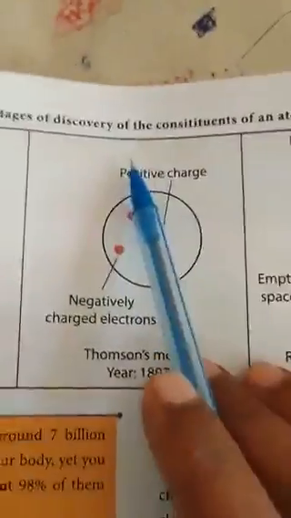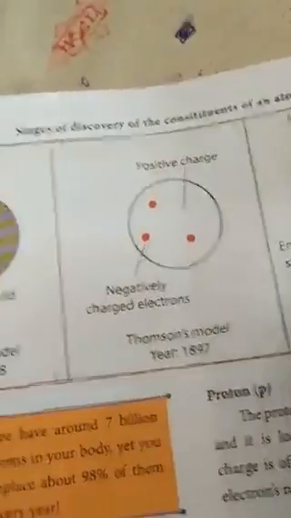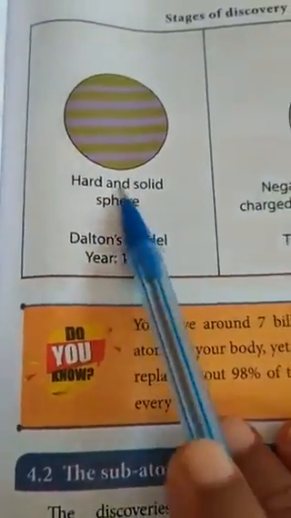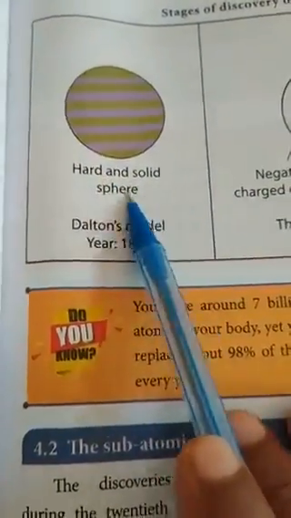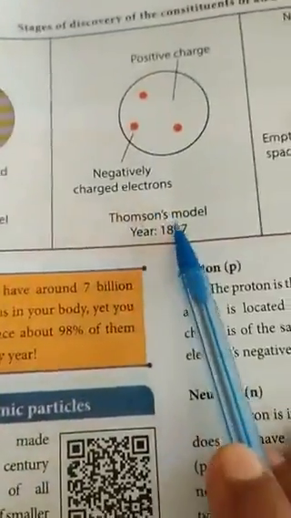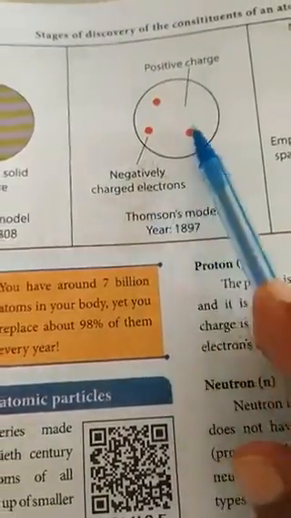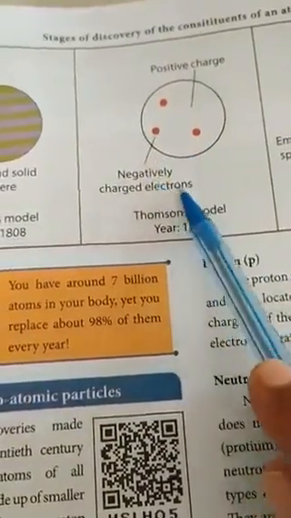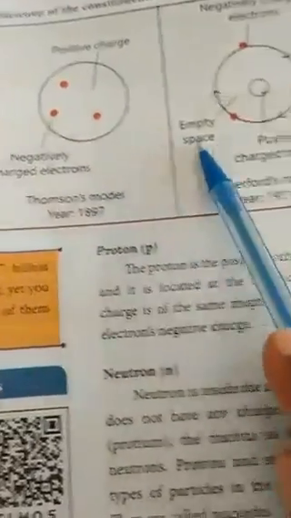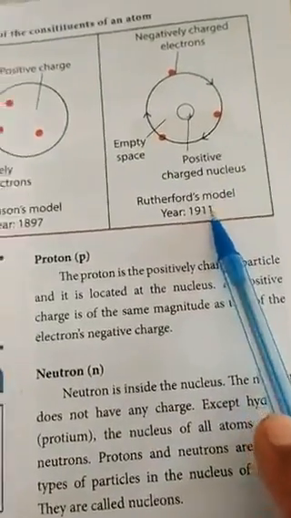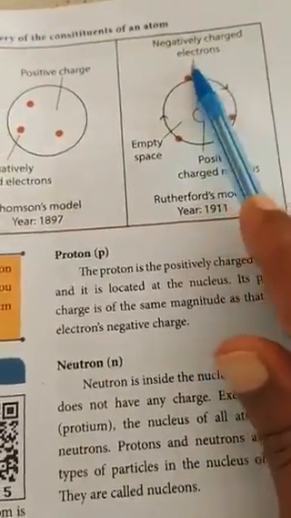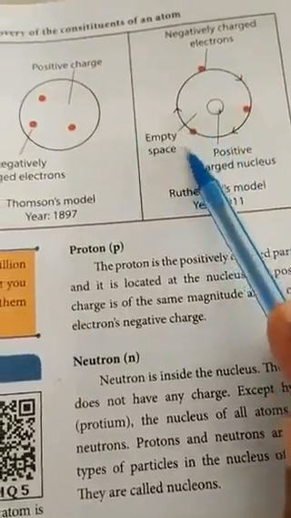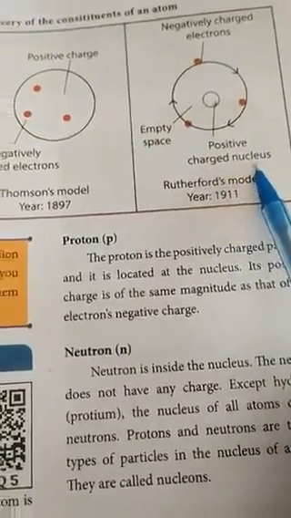The stages of discovery of the constituents of an atom. According to Dalton's atomic theory, an atom is a hard and solid sphere, in 1808. Thomson's model explains that atoms have negatively charged electrons and positive charge. Rutherford model, 1911: negatively charged electrons, there was empty space, and then a positively charged nucleus.